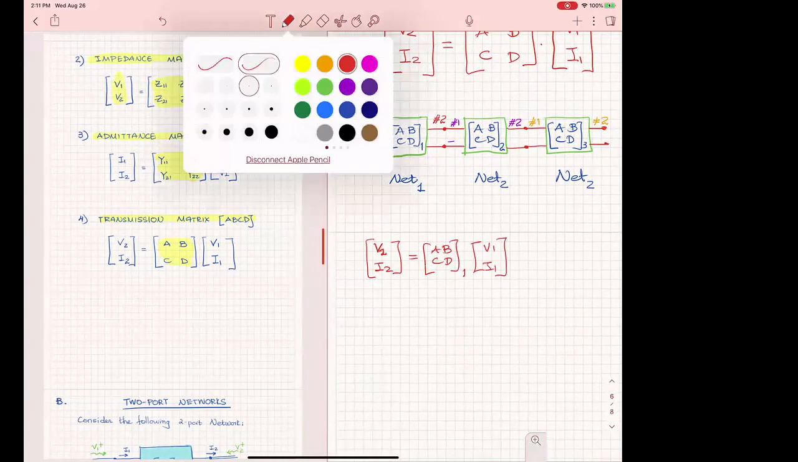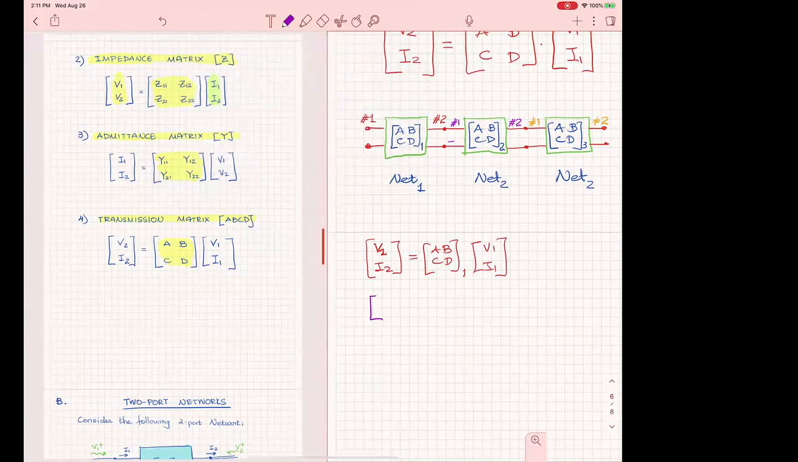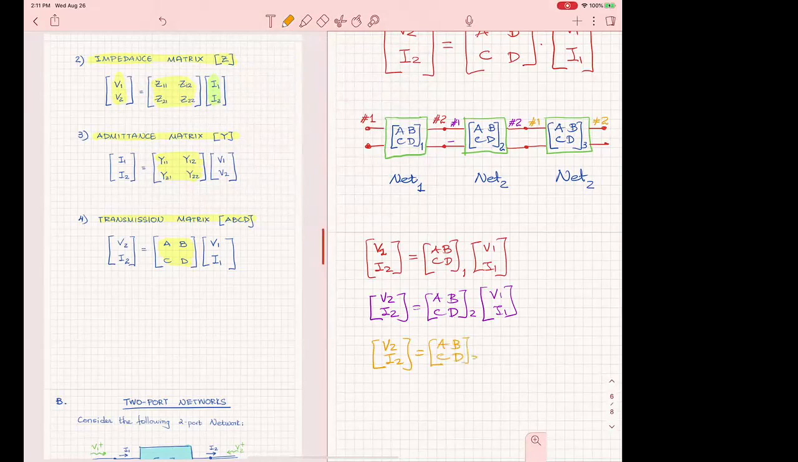Then I have V2, I2 equals ABCD 2, and then I have V1, I1. And then I have V2, I2 equals ABCD 3, V1, I1.